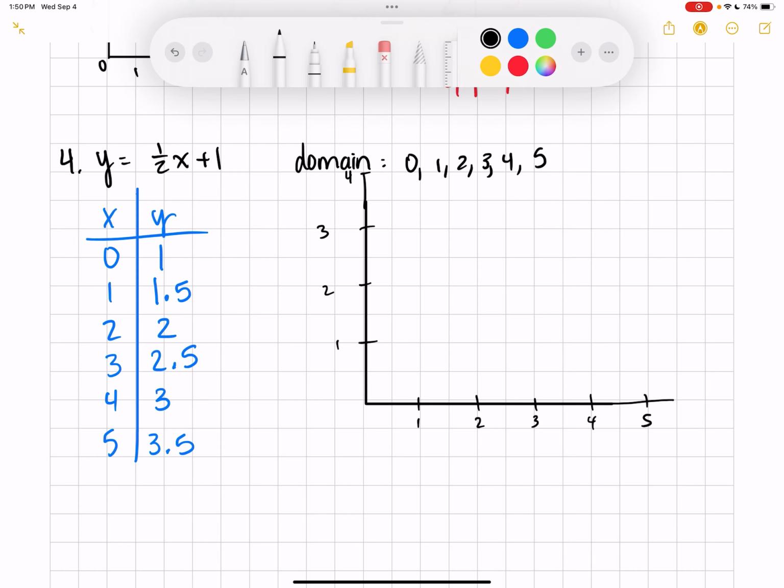There we go. All right, so x value of 0, y value of 1. X value of 1, y of 1.5. X value of 2, y is 2. X is 3, y is 2.5. X is 4, y is 3. And x is 5, y is 3.5.